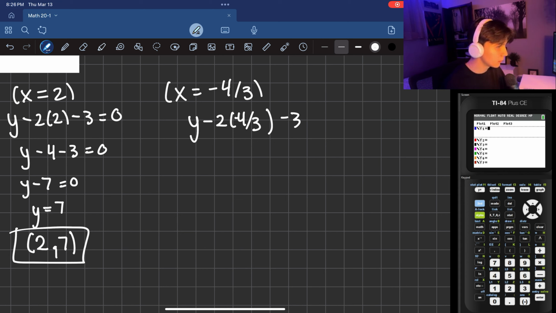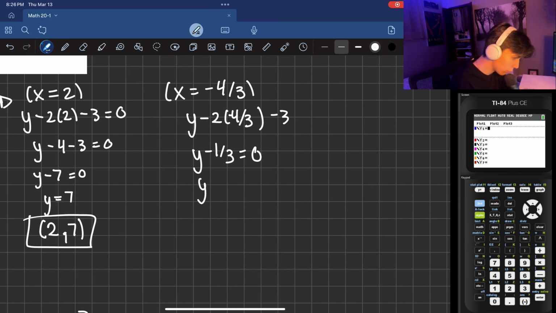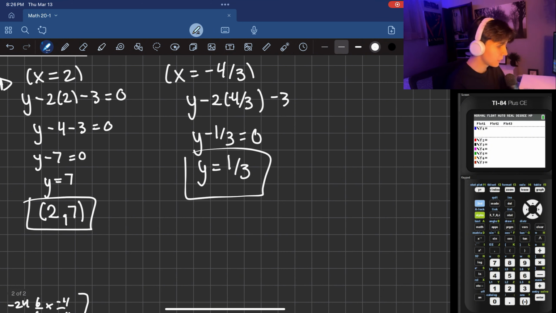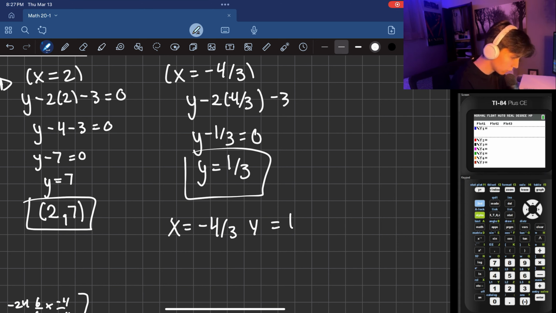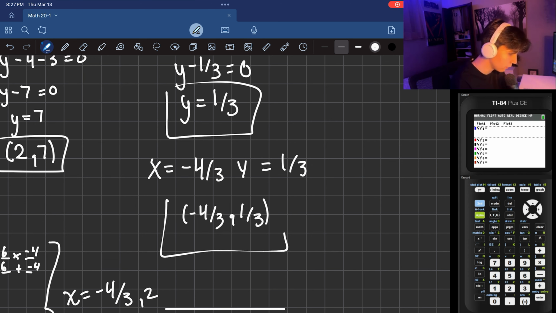And that gives me negative 1 over 3. So y minus 1 over 3 is equal to 0. And now I can just add 1 over 3 to both sides, and I get 1 over 3 is our y. So basically, when x is equal to 4 over 3, our y is equal to 1 over 3. So let's put this as our coordinate. So negative 4 over 3, comma, 1 over 3 will be our final solution.